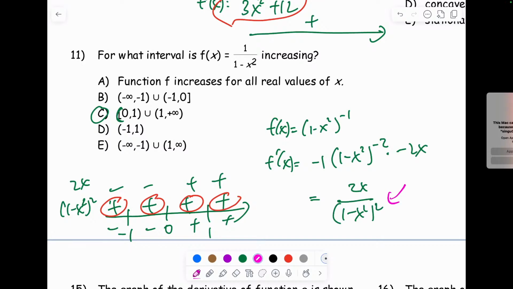Now, here's my question. Negative, negative, positive, so it's decreasing between negative infinity and negative one. Oh, wait, hold on a sec. It's increasing from 0 to 1 and 1 to infinity. The reason is the parentheses squared. Every number you plug in is squared, so it's always positive.